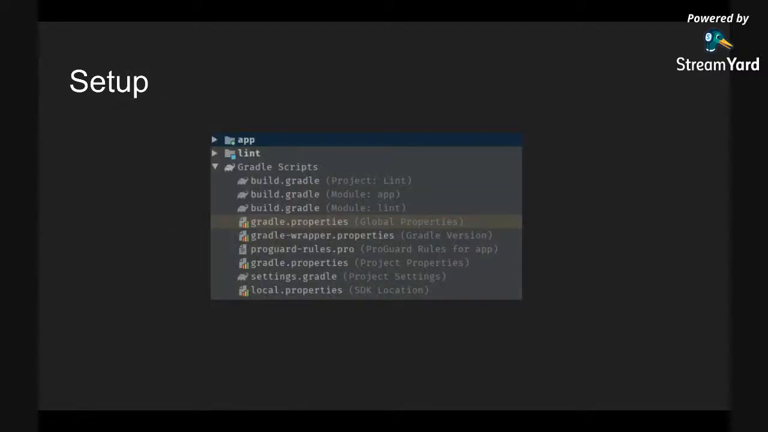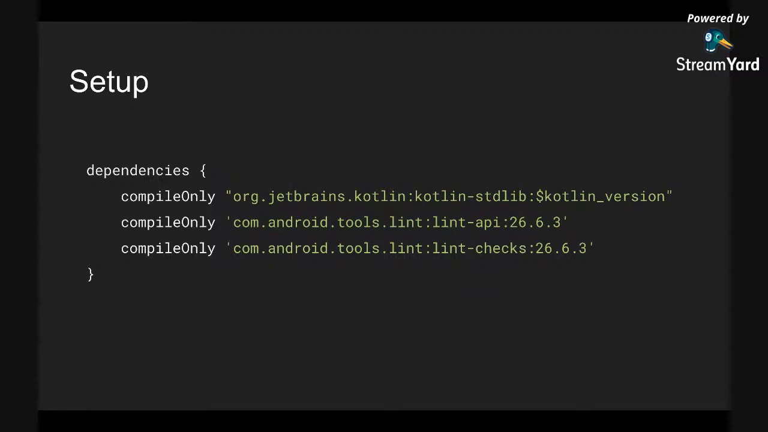Okay, to set up custom lint for your project, you would have to create a new module. You can name this module whatever you want. In my case, it's named lint, but any other name works. And it's okay even if you're not following a multi-modular project, you can just create a new module for lint and things are fine. In the lint module's dependencies, you have to add two dependencies from lint, that is lint API and lint checks. These are the same libraries that even the AOSP lint checks use, so it's very standardized.